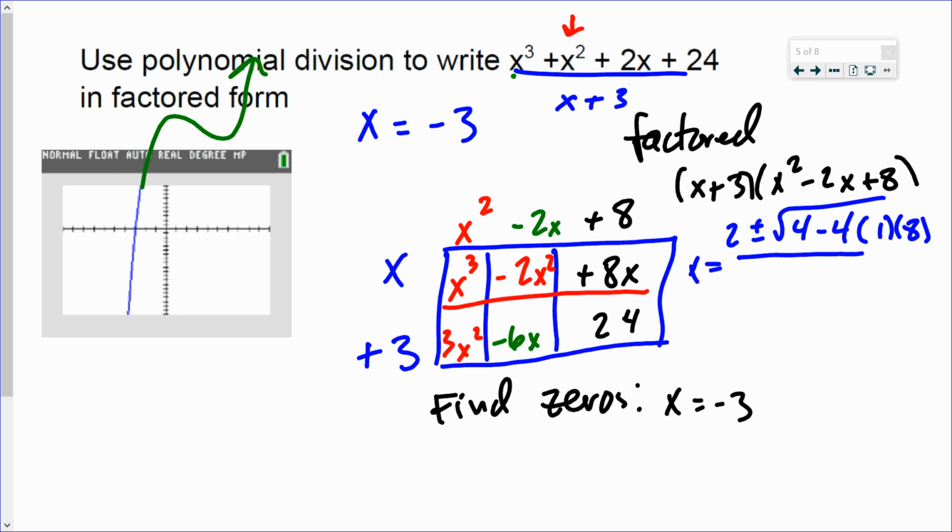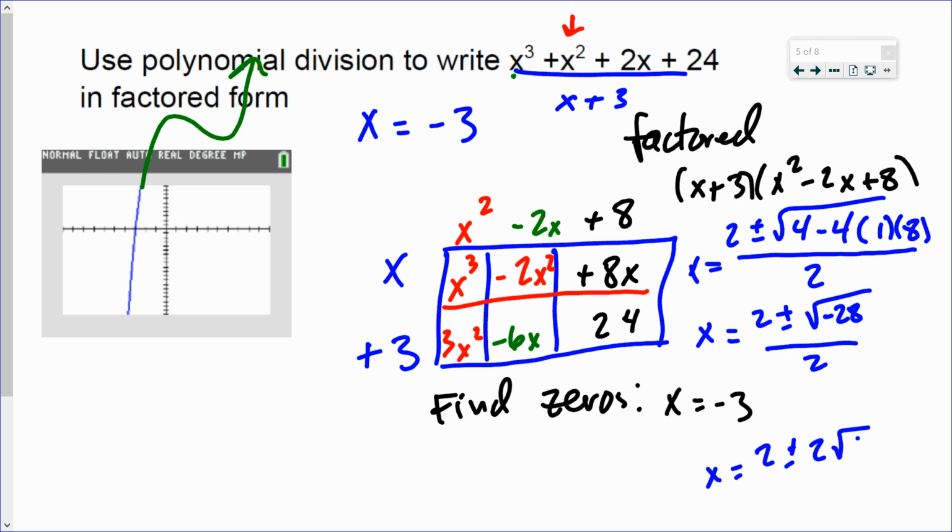I always write x equals, over 2. It looks like 2 plus or minus the square root of 4 minus 32, which is -28. Some mental math here. Taking a 4 out of 28, that'd be 7, so we're going to have x equals 2 plus or minus 2 root 7 i, all over 2, which we could then simplify.